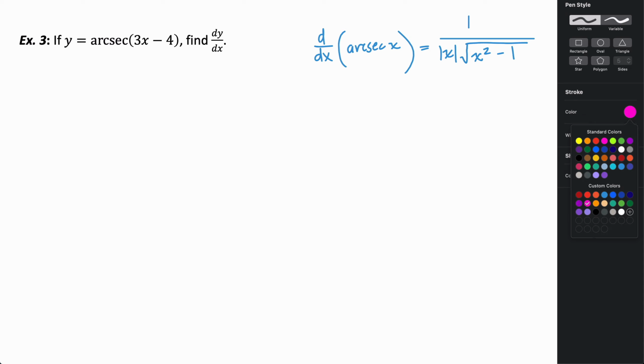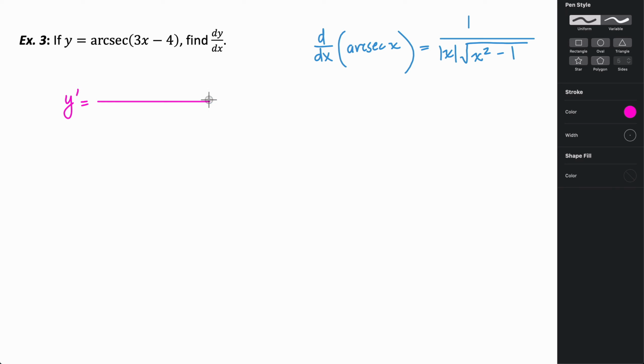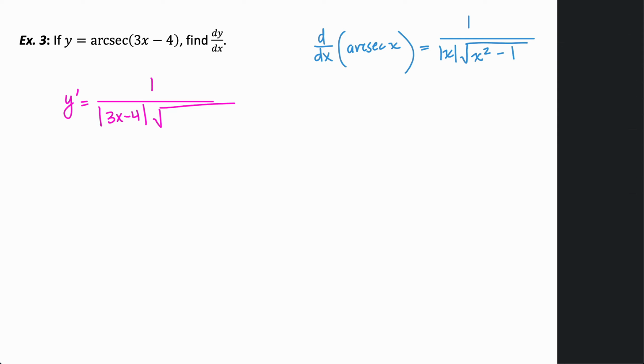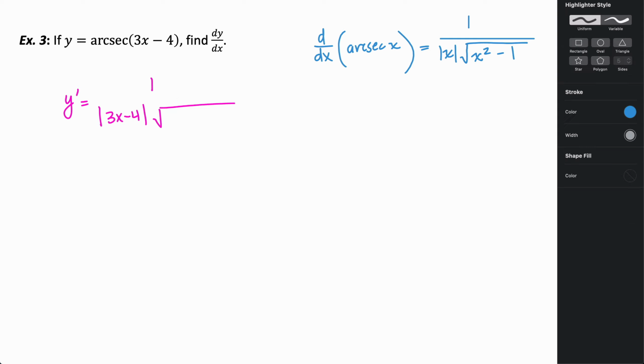So let's go ahead and do the derivative of this one. We'll call it y prime. Y prime and dy dx, they're the same thing. So it's going to be 1 over the absolute value of, in place of x, we have 3x minus 4, times the square root of 3x minus 4, that quantity squared, minus 1.